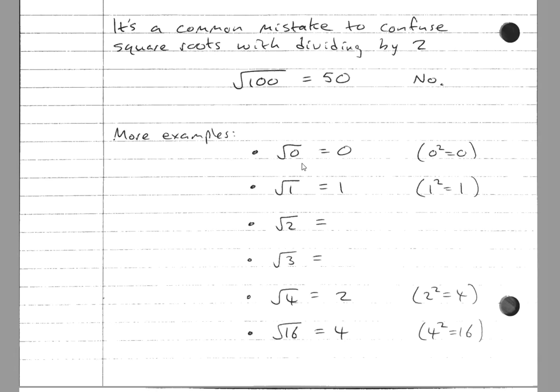Some more examples. Kind of confusing ones. Here, the square root of 0. We're asking what number squared gives you 0? Well, if you think about it, if you square 0, you get 0. So 0 is its own square root. Same for 1. The square root of 1 is 1. Here we're asking what number squared gives you 2?